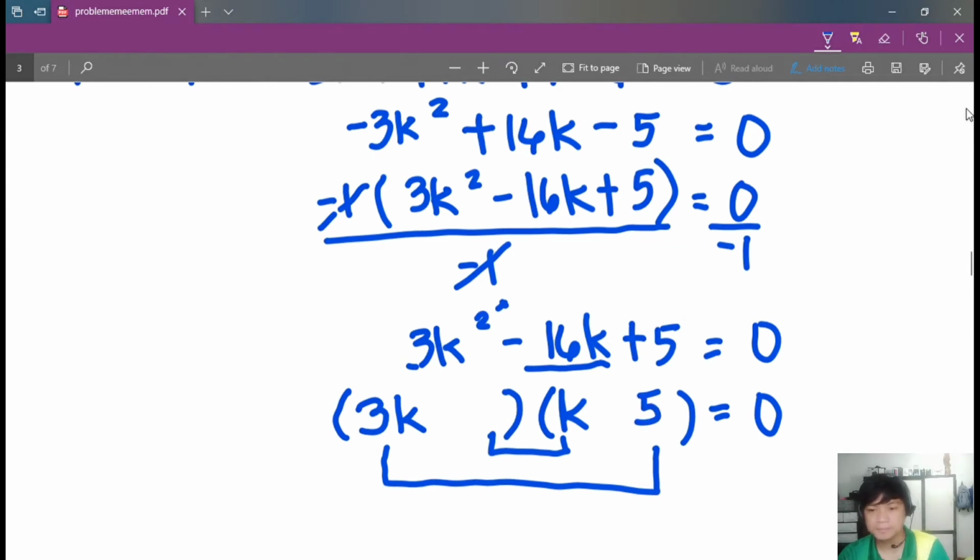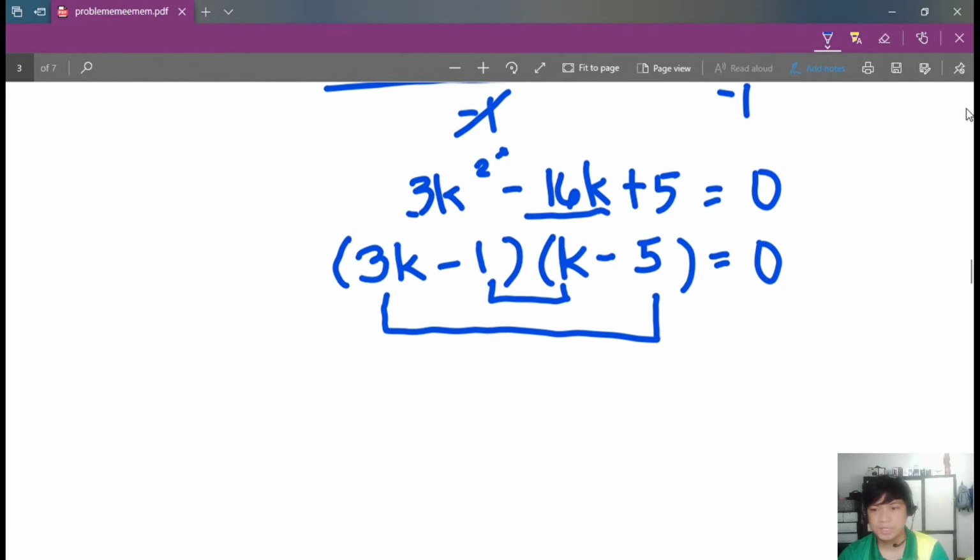And the 1 goes here. So what will the sign be? Since the product is positive, it can be negative. Negative. Let's see. 3k times negative 5 is negative 15k. Negative 1 times k is negative k. And negative 15k plus negative k is negative 16k. Correct. And negative 1 times negative 5 is 5. So those are our factors.